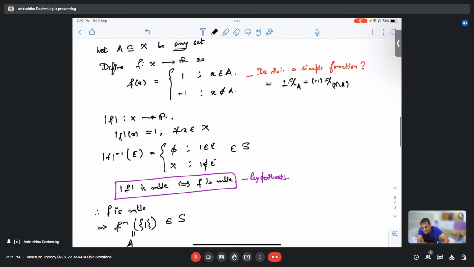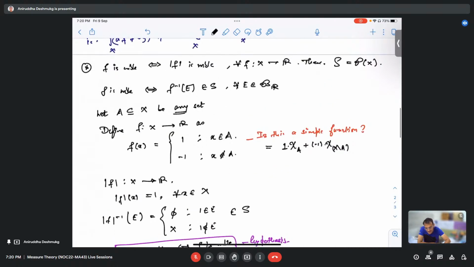Given this f, what can you say about mod f? Mod f is a constant function one, right? So can you say that mod f is measurable? Obviously, it is a constant function, so the thing is obvious. It is measurable because every pre-image of any set is either empty or X, which is always inside the sigma algebra. So, mod f is measurable.